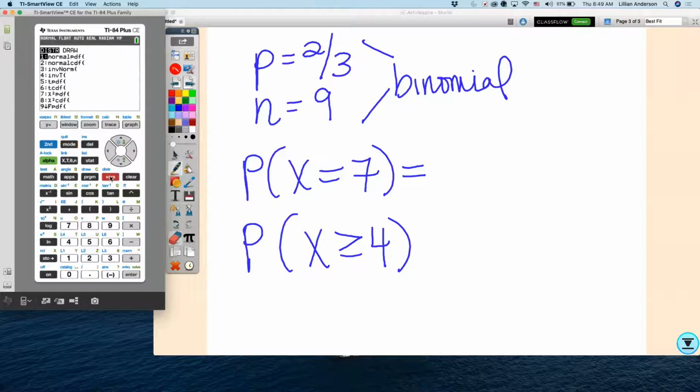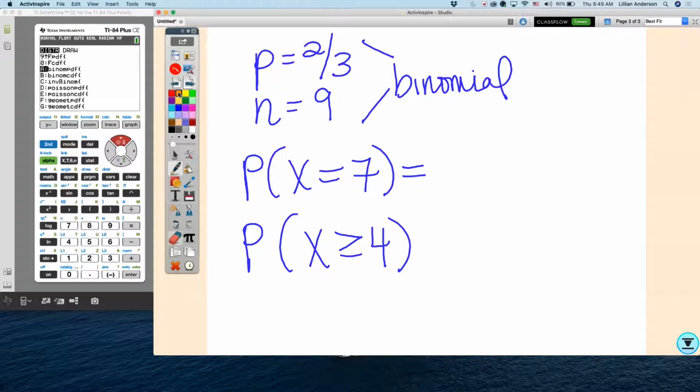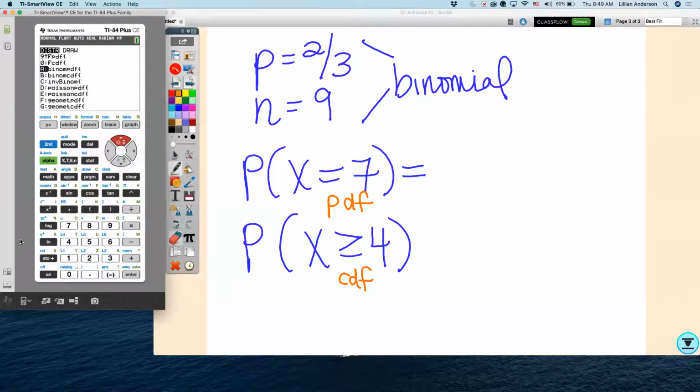So you'll go to second VARS and then you'll go to binomial, either PDF or CDF. What was the difference between the two? One is for exact probabilities and one is for a range. Which one was for exact? PDF. Which one am I using for the seven one? This one is PDF, this one's CDF, because CDF represents the range. So if I want exactly 7, I'm going to go to binomial PDF.